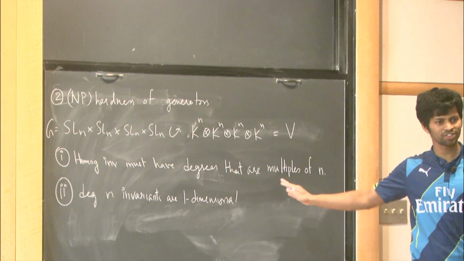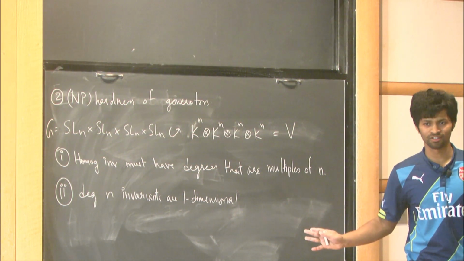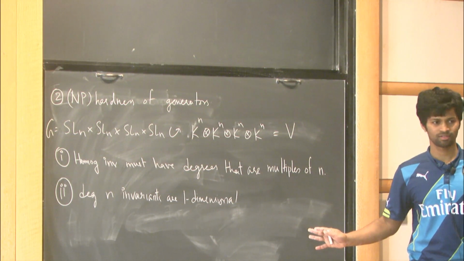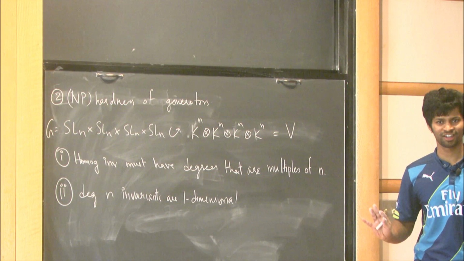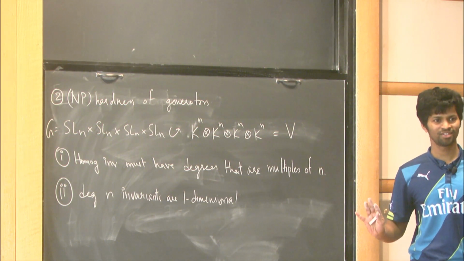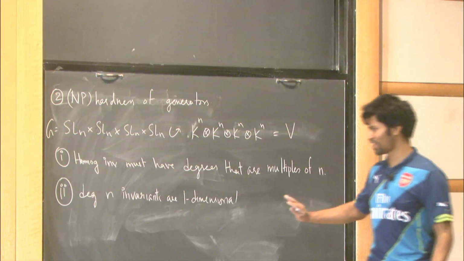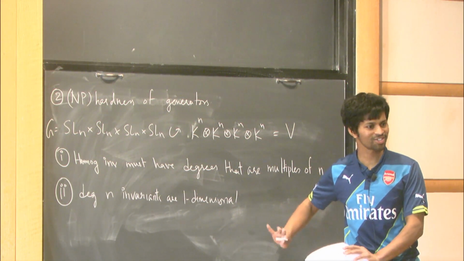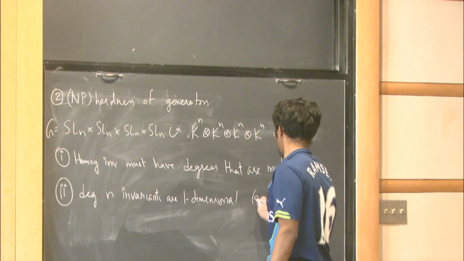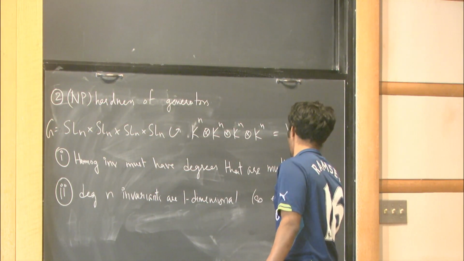So in some sense, whatever this degree n invariant is, it's essential. It's the lowest degree, and it's going to be essential in any set of generators that you have. Any set of generators that you have, one of them will have to have a degree n component, and that degree n component will have to be this guy. In that sense, it's essential.